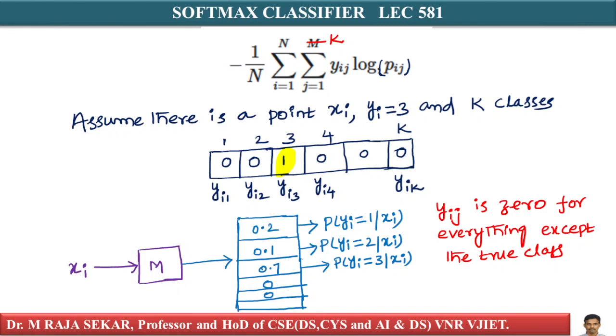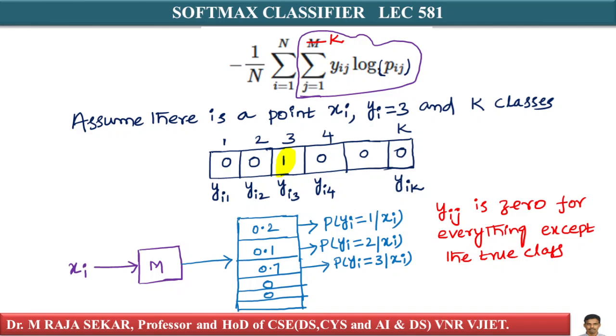So for a data point like xi, yi equal 3, when you actually compute sigma j equal to 1 to k, yij into log pij, what happens? It is summation over all the classes. Sigma j equal to 1 to k means summation over all the classes. Here we have how many classes? We have k classes. Yij is 1 for only class 3. That is important. Everything else is 0.